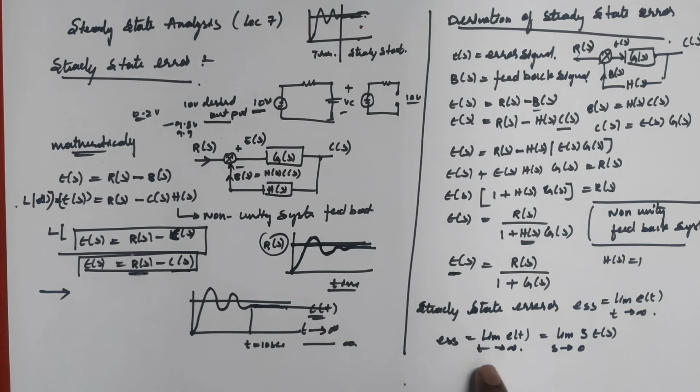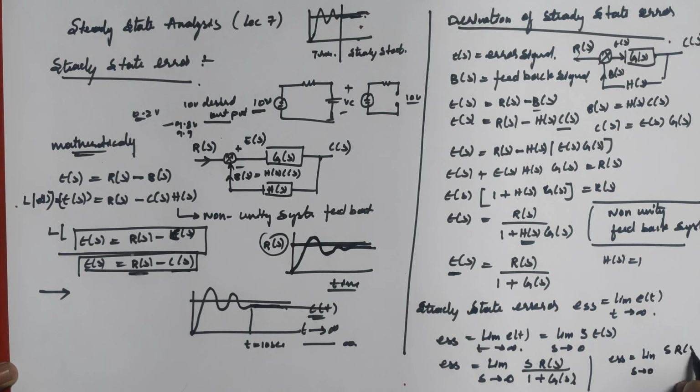Okay, so in time domain we are finding the steady state error value. According to the final value theorem, the Laplace transform requires including s. So if you substitute E(s) here, what you'll have is limit of s tends to 0, s into R(s) by 1 plus G(s). Okay, this is for unity feedback. If the system is non-unity, then limit of s tends to 0, s into R(s) by 1 plus G(s) into H(s).